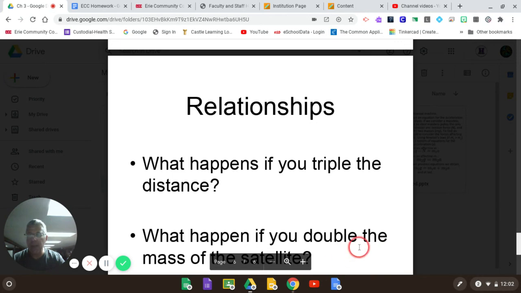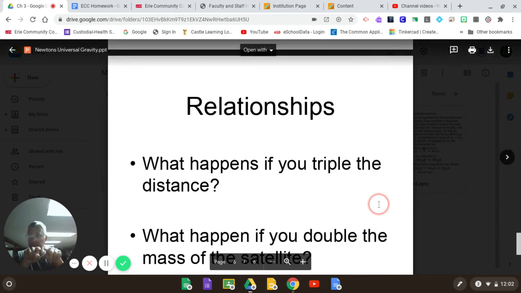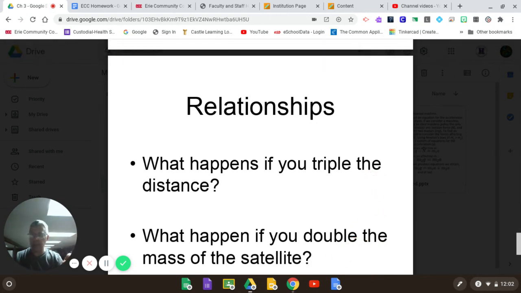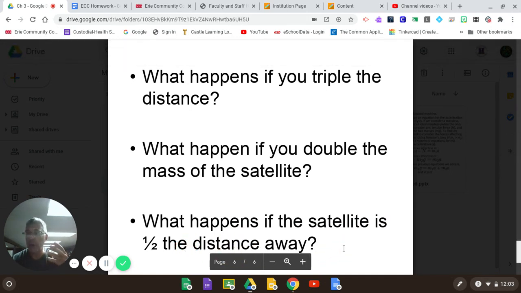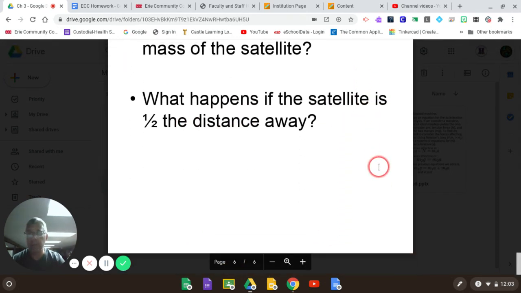What happens if you double the mass of a satellite? Well, that's the direct relationship. You double mass 1, the force is just doubled. You double mass 2, it's just doubled. If you double them both, it's double times double, which is 4. What happens if the satellite is half the distance away? 4 times stronger. All right.